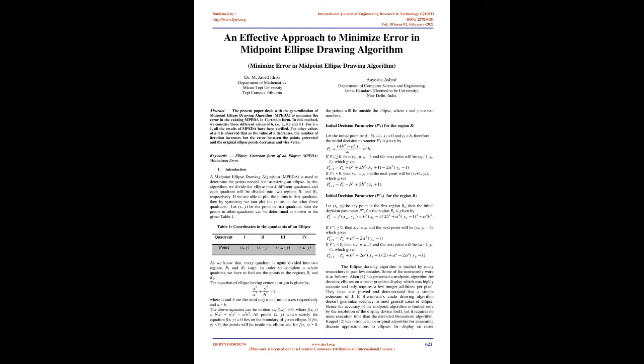In this algorithm, we divide the ellipse into 4 different quadrants and each quadrant will be divided into 2 regions, R1 and R2, respectively. If we are able to plot the points in the first quadrant, then by symmetry we can plot the points in the other 3 quadrants. Let (x, y) be the point in the first quadrant, then the points in other quadrants can be determined as shown in the given table 1.